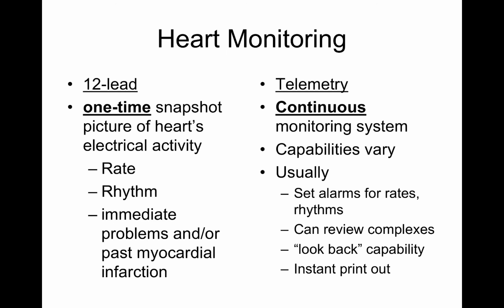So when it comes to monitoring the heart, there are two different things in nursing that we do. The first one is a 12 lead. A 12 lead is a one-time snapshot of the heart's electrical activity. A 12 lead has 12 views but only 10 electrodes. It's kind of confusing, but it has more views.